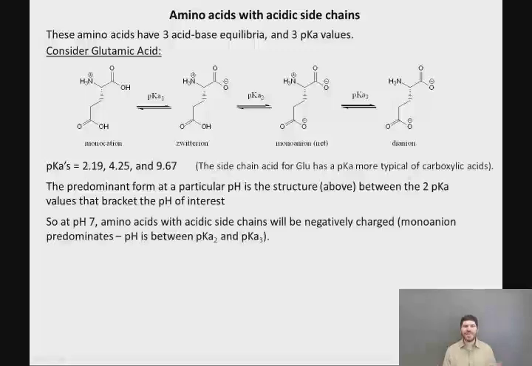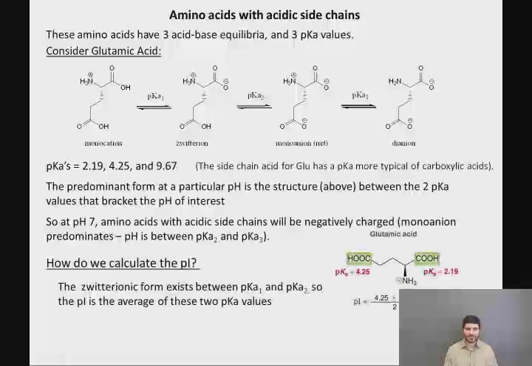So normally the pH that we care about is physiological pH, or pH 7. So the predominant form is the monoanion, because pH 7 is between pKa 2 and pKa 3, between 4.25 and 9.67. So as a result, at pH 7, amino acids with acidic side chains will be negatively charged.